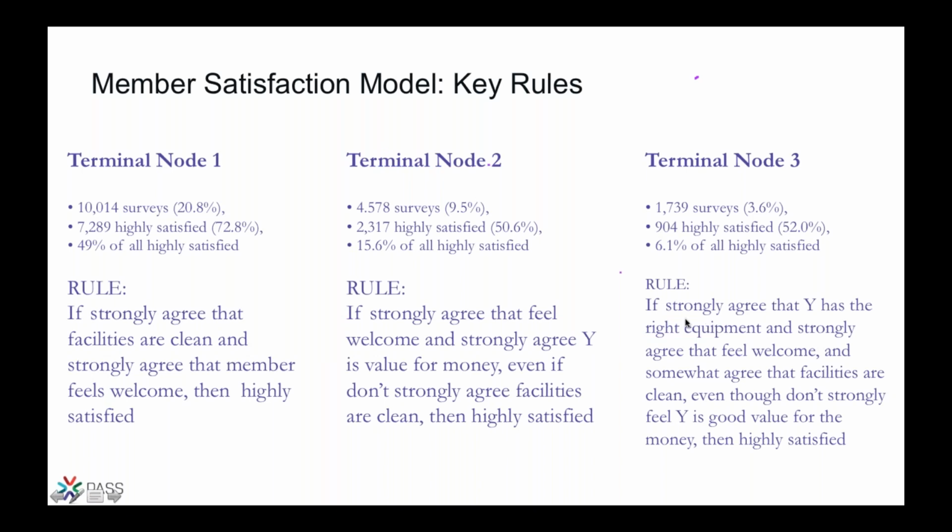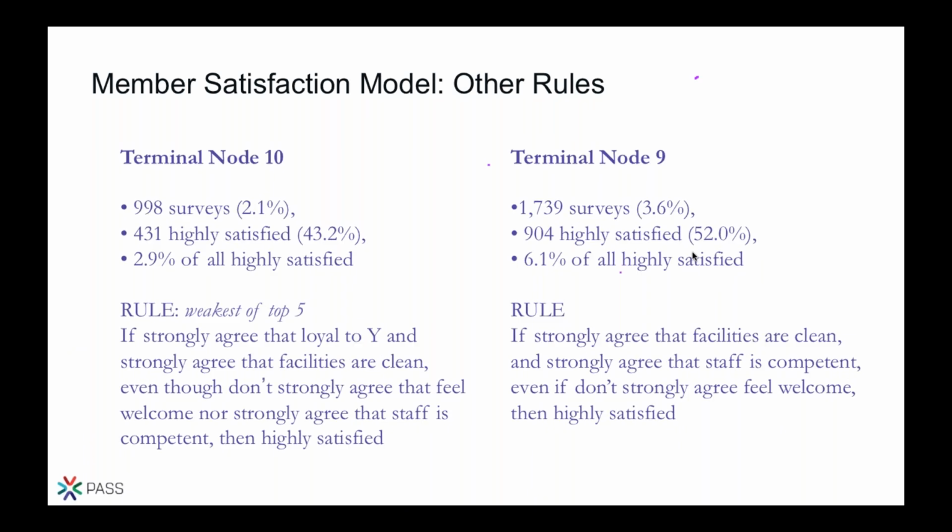Here's the third rule, which was kind of interesting. If you strongly agree that the Y has the right equipment, and again, strongly feel welcome, and somewhat agree the facilities are clean, even though you don't strongly feel it's good value for the money, then you're highly satisfied. So there's another mitigator: as long as the equipment that you want is there, even if it's not the cleanest Y in the world, and even if it's just kind of an okay value for the dollar, you're still highly satisfied. And that's another 6% of the population. Okay, hopefully that makes sense. Now, go ahead. Yes.